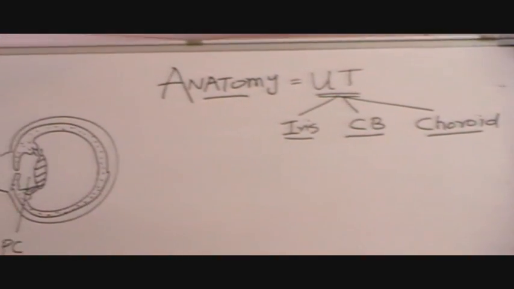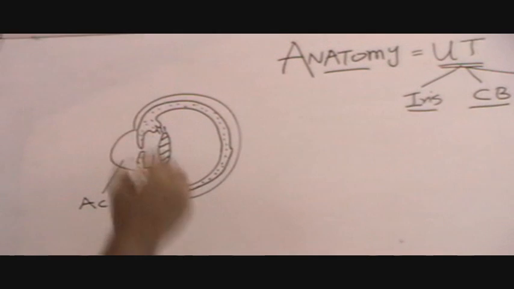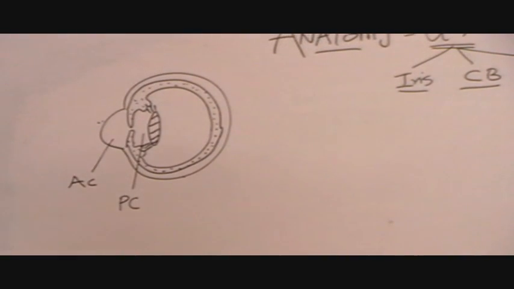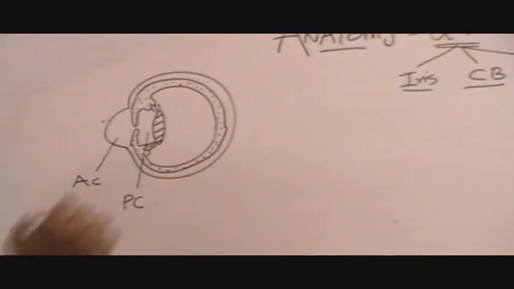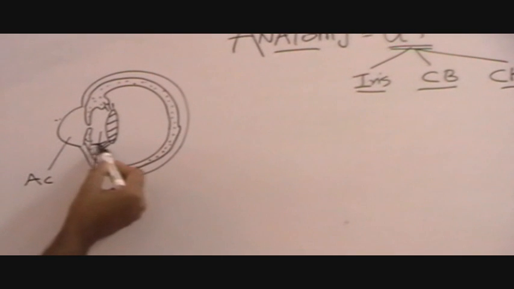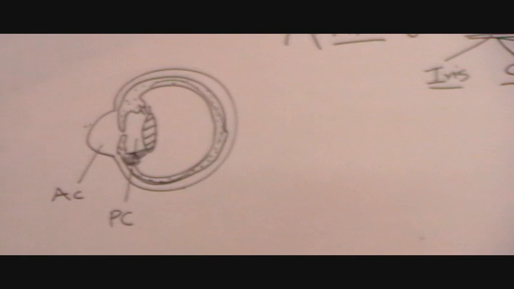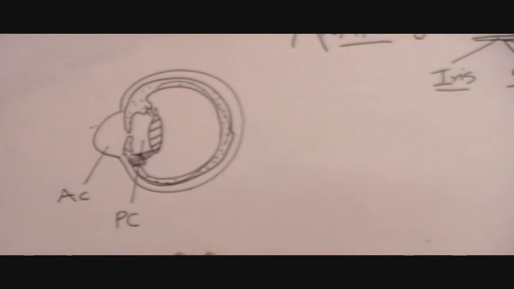Look at this picture carefully. This is the eyeball. This outer one is the sclera and cornea. The middle part, the dotted areas, will form the uveal tract. So anteriorly you have the iris, in the middle you have the ciliary body, and then you have the choroid. Now some basics are to be understood.